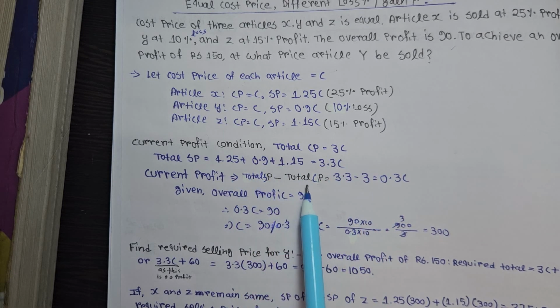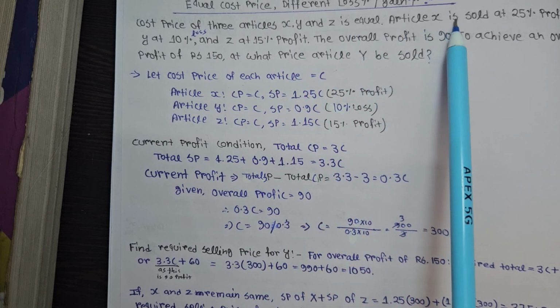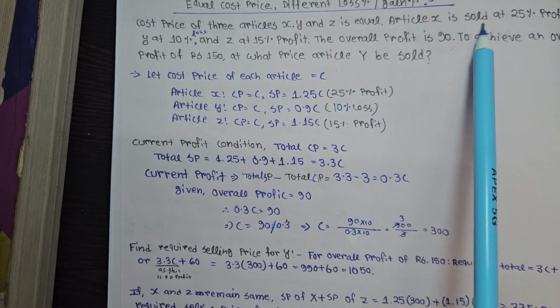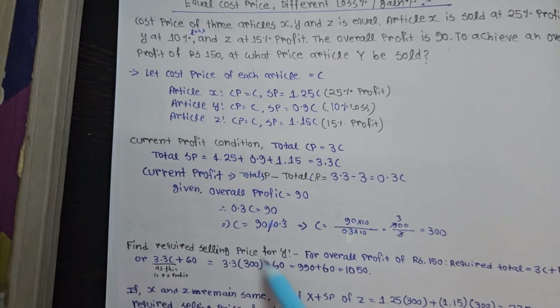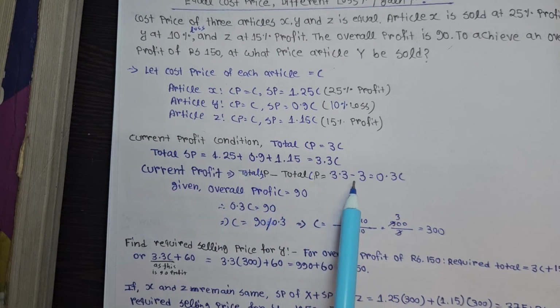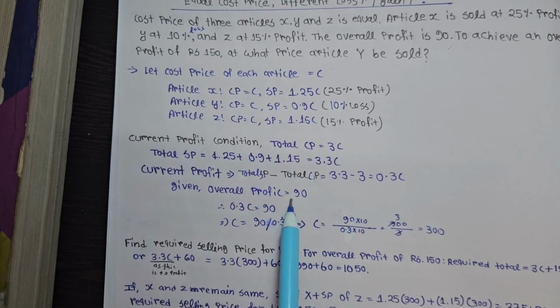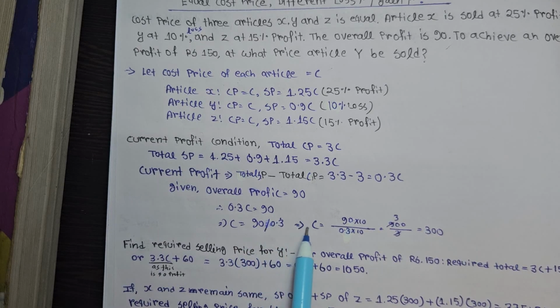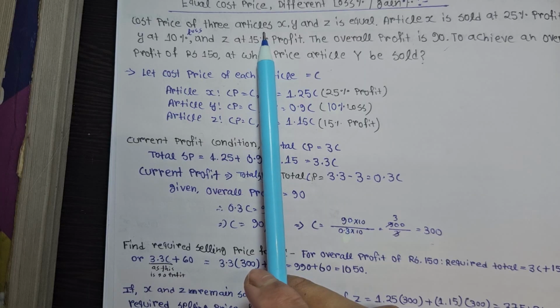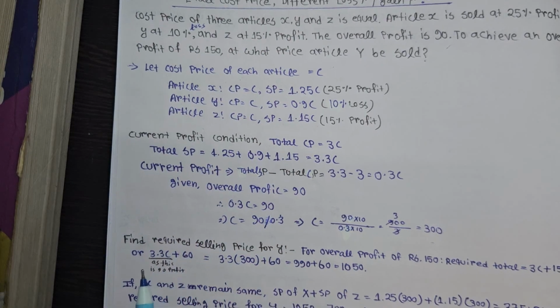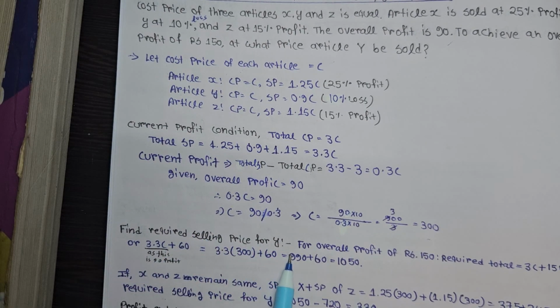The given overall profit is 90 rupees, assuming article X is sold at 25% profit, Y at 10% loss, and Z at 15% profit. Then the value of C we get is 300 rupees, that is, the cost of each article is 300. Now let's find the required selling price for Y.